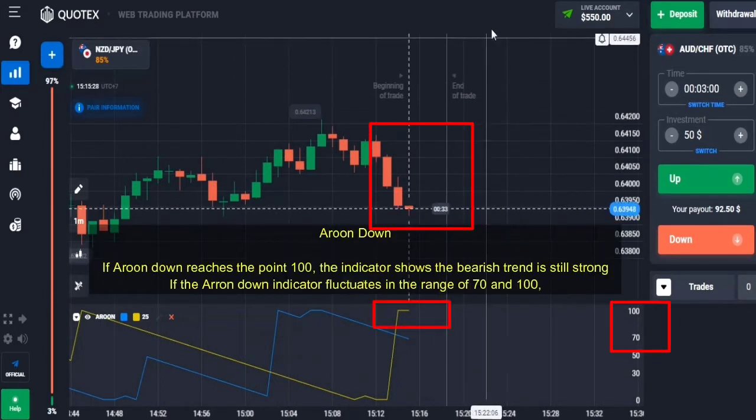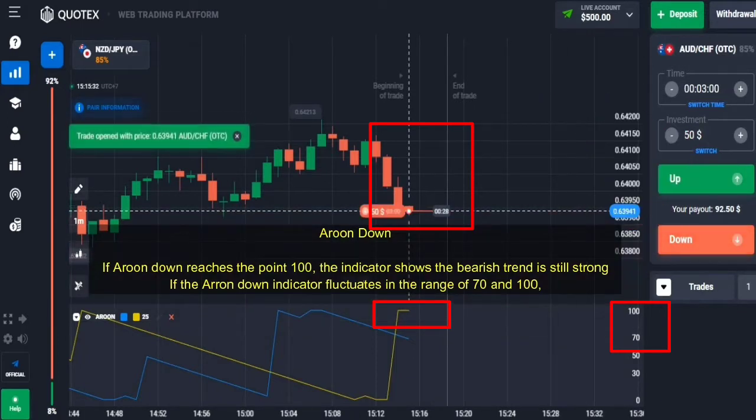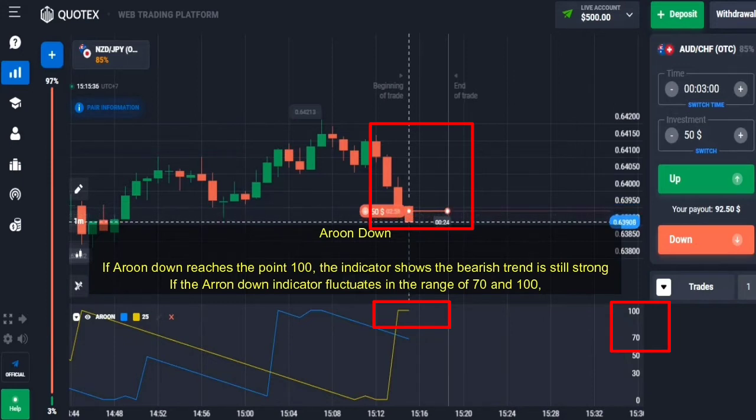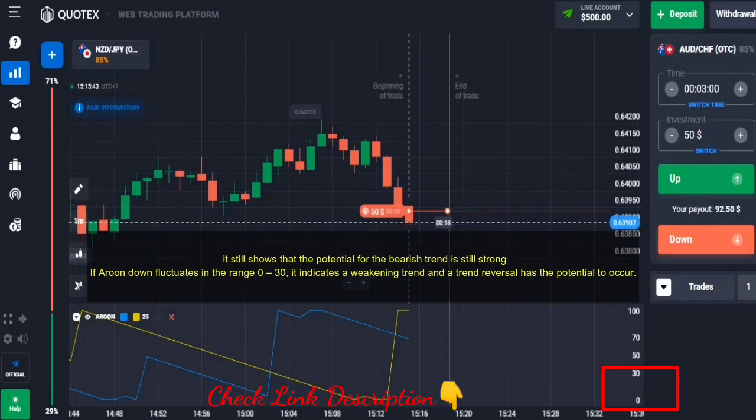Aroon down. If Aroon down reaches the point 100, the indicator shows the bearish trend is still strong. If the Aroon down indicator fluctuates in the range of 70 and 100, it still shows that the potential for the bearish trend is still strong. If Aroon down fluctuates in the range 0 to 30, it indicates a weakening trend and a trend reversal has the potential to occur.